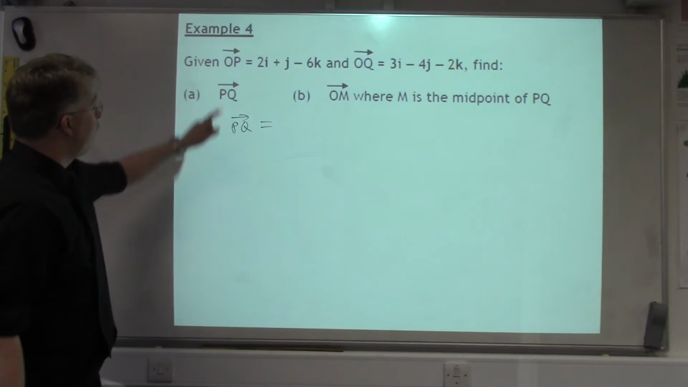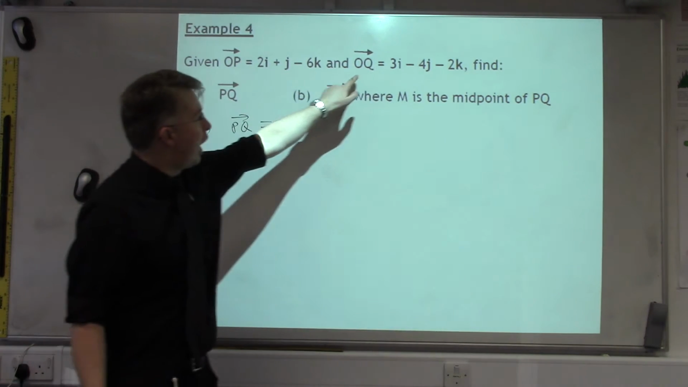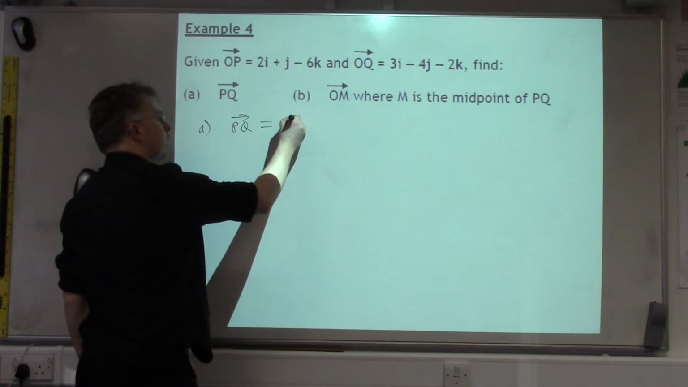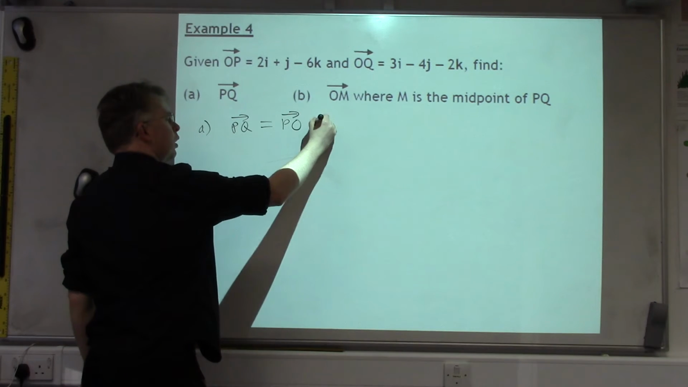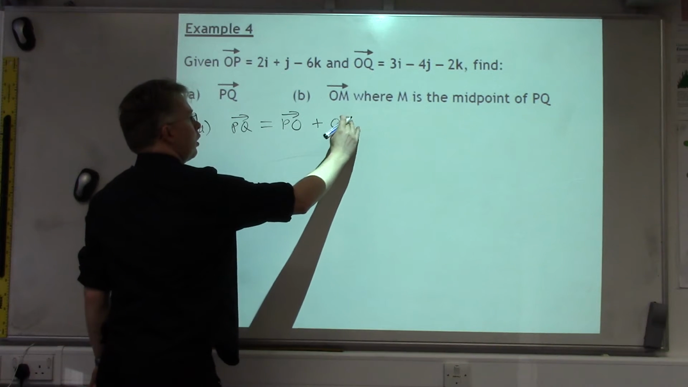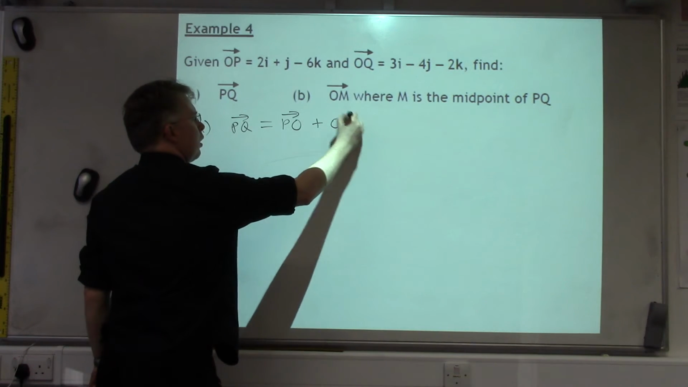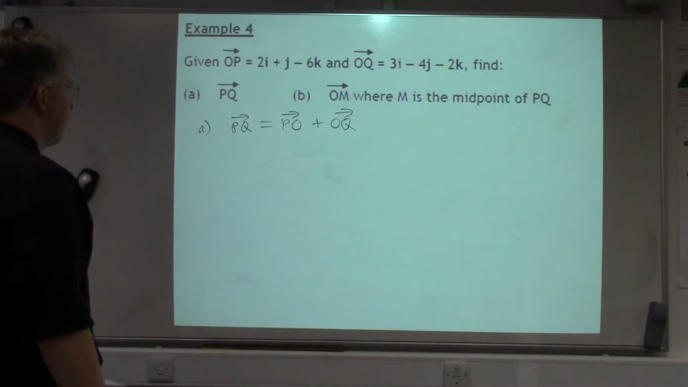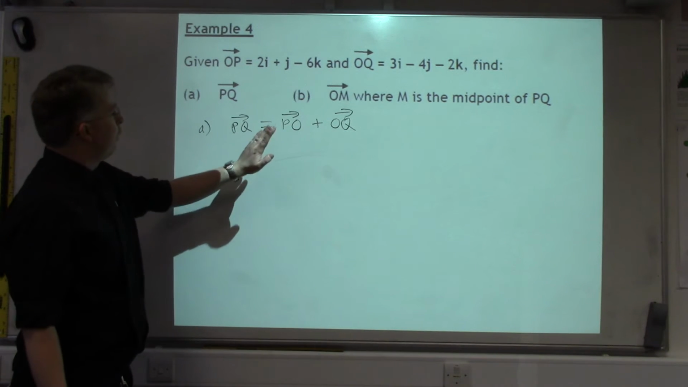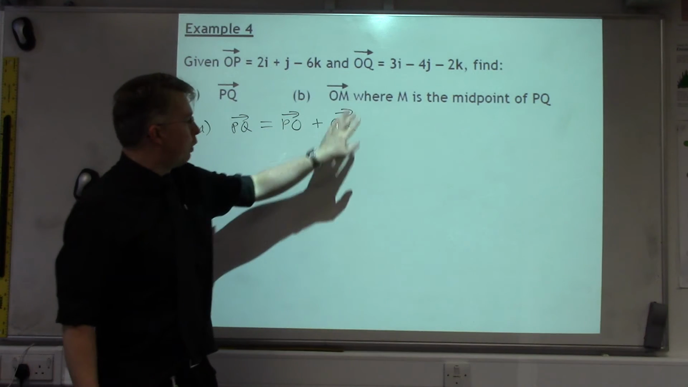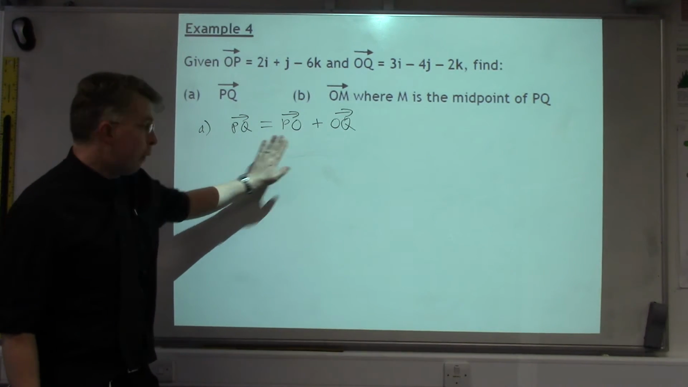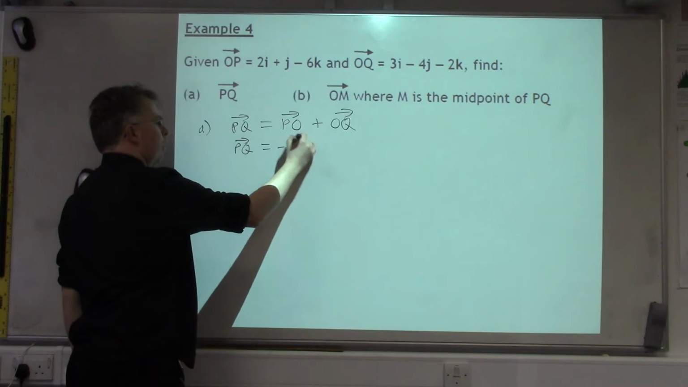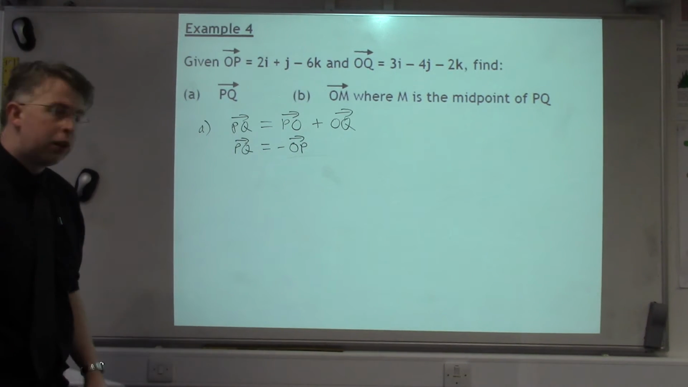So at this point, we've only got 3 points, O, P, and Q. So if we started at P, we'll have to go to O first. And then we go from O to Q. Now we've got a vector OP and OQ, so OQ is fine, we've got that one. PO, as used in the rules before, is the same as minus O to P.